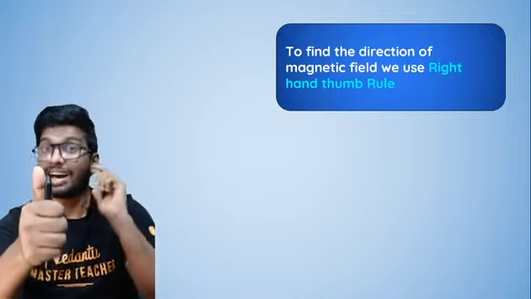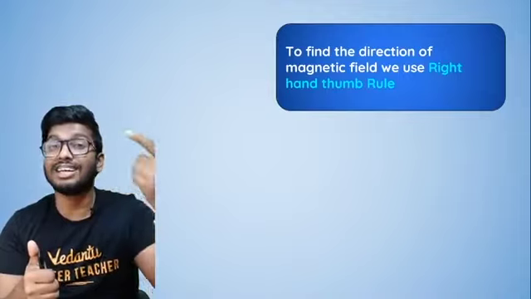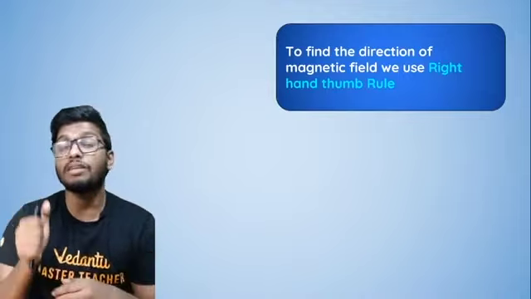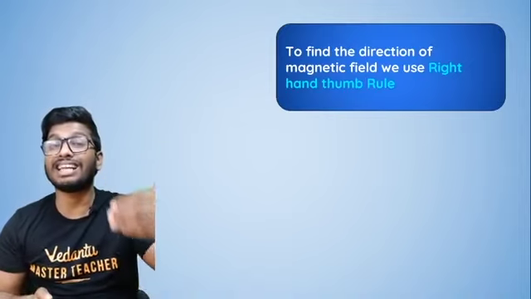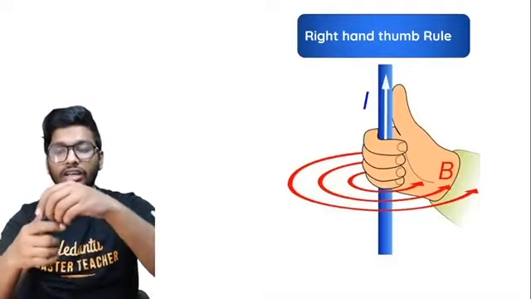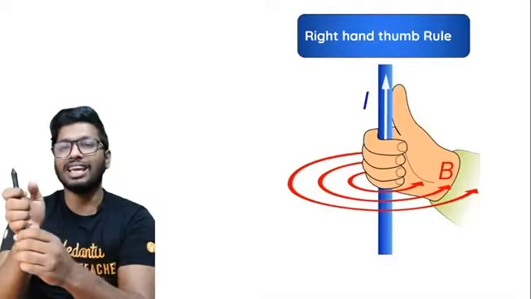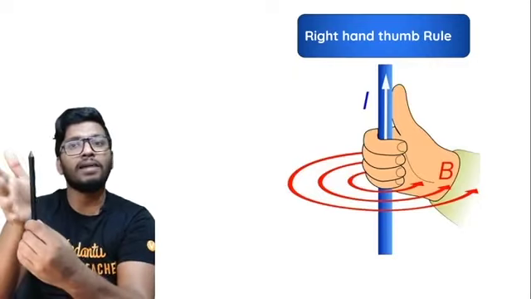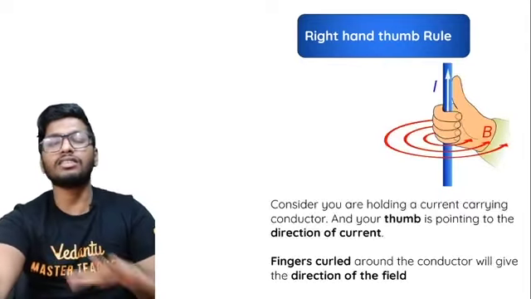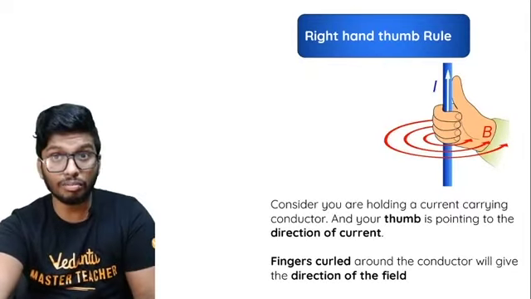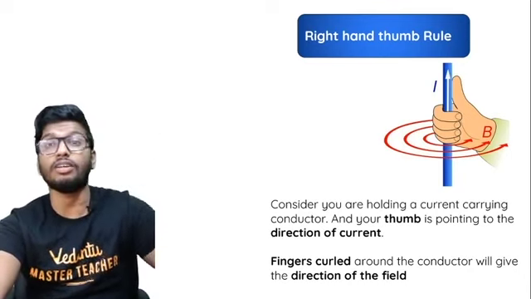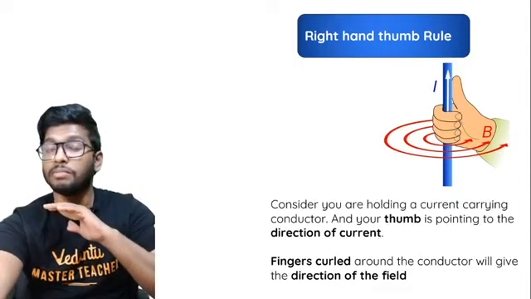My thumb represents the direction of the current, whereas my fingers, which are grasping this pen right now, represent the direction of the magnetic field. So this is what it looks like. When I hold it, the current is I and B is the magnetic field, which is represented by the fingers grasping this particular conductor. As simple as that. Now you could use this rule even for a circular conductor or circular loop, or you can use it for a solenoid as well. It holds true for pretty much all kinds of conductors.